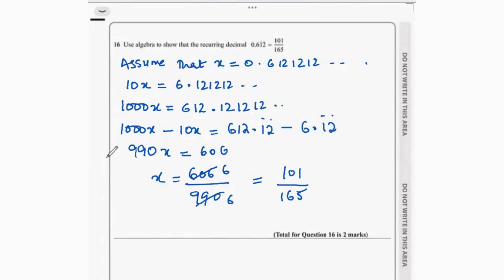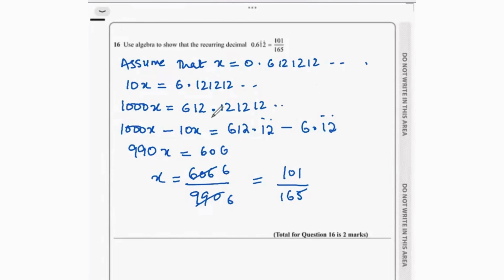So you just have to do these 2-3 steps. It's very straightforward and you can easily score these 2 marks. Begin with assuming that x equals the recurring decimal. Then you multiply x by 10, 100, or 1000 depending on how you want to move the decimal. When you're moving the decimal, you need to make sure that the numbers after the decimal match for both numbers. If I multiplied x by 10 and got 1.2 recurring, I had to make sure that if I multiply x by 1000, the numbers after the decimal are the same as they were for 10x. That's why I couldn't multiply it by 100x. I had to multiply it by 1000x.